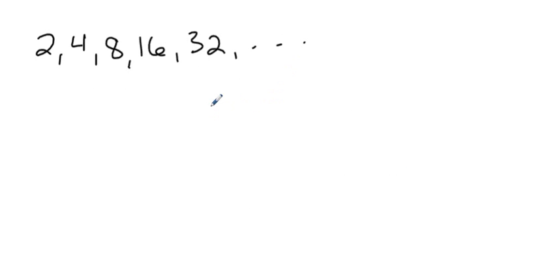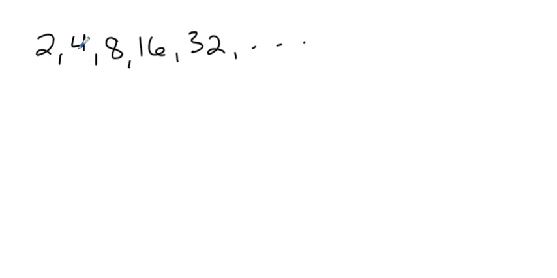Okay, let's look at another sequence. a sub 1 is 2, 4, 8, 16, 32. Let's check to see if it's an arithmetic sequence. 4 minus 2, well, that's 2. 8 minus 4, well, that's 4. Nope, this is not an arithmetic sequence. Well, let's see if there's another pattern going on here.